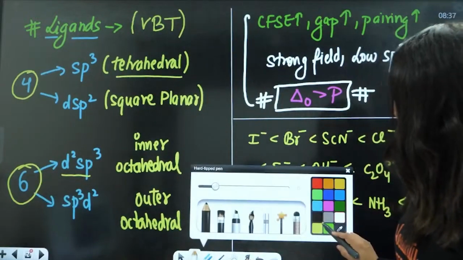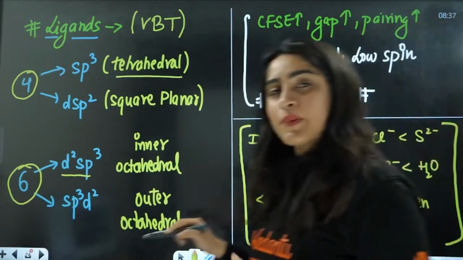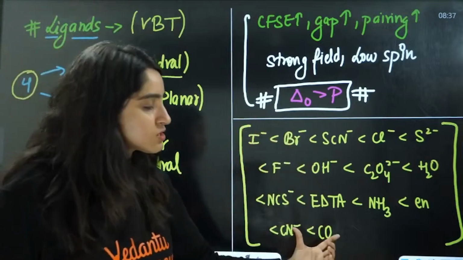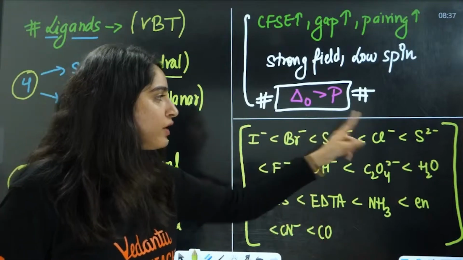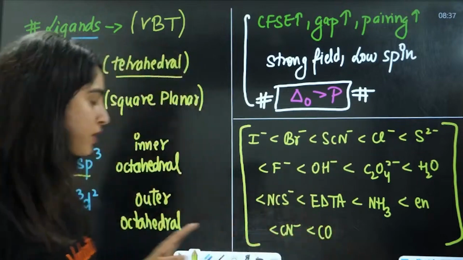Next, this is the spectrochemical series, which you need to remember. It runs from weak field to the strongest field ligand, in increasing order of ligand field strength. That is the spectrochemical series.